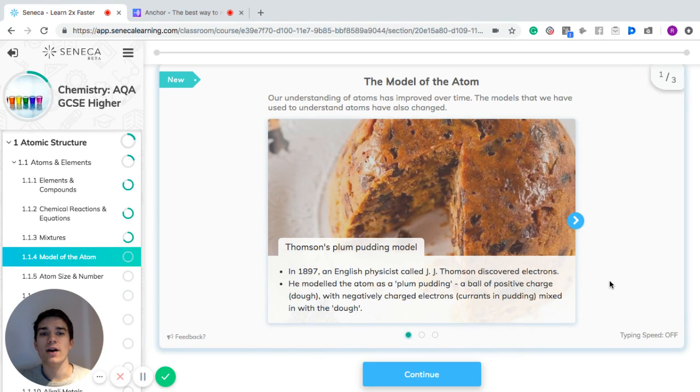Our understanding of atoms and what they are has improved over time. The models that we've used to understand the atoms have also changed. So if we look at Thompson's plum pudding model, in 1897, an English physicist called J.J. Thompson discovered electrons. He modelled the atom as a plum pudding, which was basically a ball of positive charge, which he called the dough in his pudding, and negatively charged electrons, which are the currants that run through the pudding, mixed in the dough.